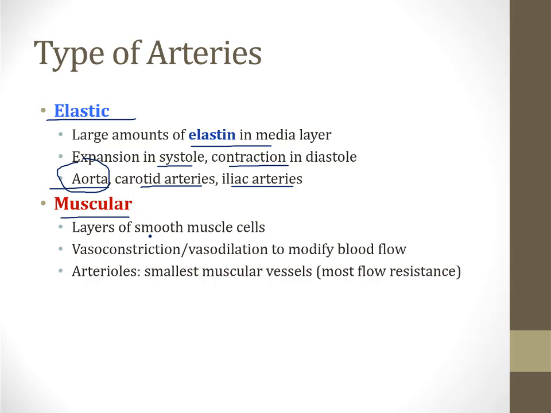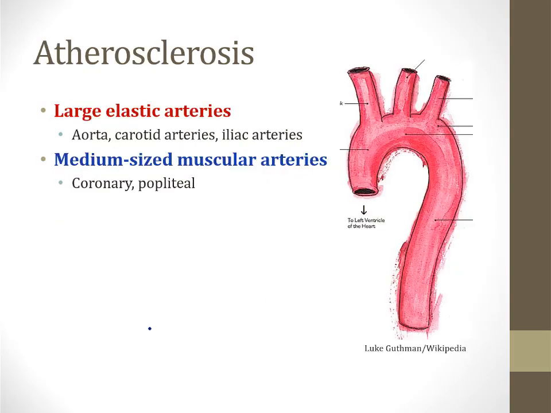The muscular arteries have layers of smooth muscle cells around them, and these are the types of arteries that will vasoconstrict or vasodilate to modify blood flow. And you may know that the arterioles are the major resistance vessels of the vascular system, and that's because they are the smallest muscular vessels, so they provide the most flow resistance, and therefore when the arterioles constrict or dilate, this has the greatest impact on the resistance to blood flow. So if you understand all that, then it's easy to understand which vessels are most affected by atherosclerosis.